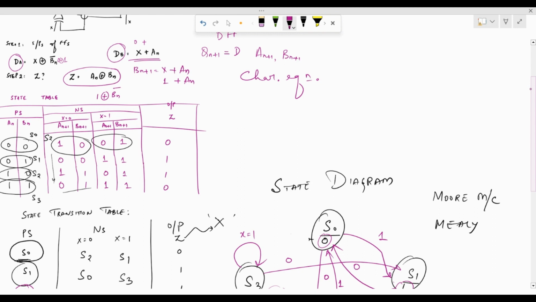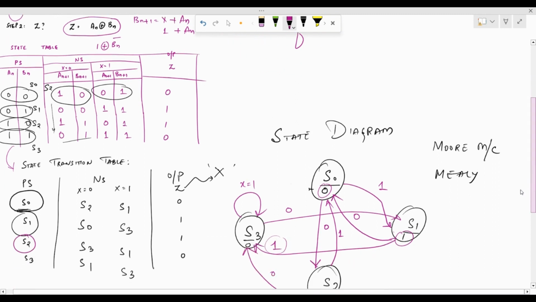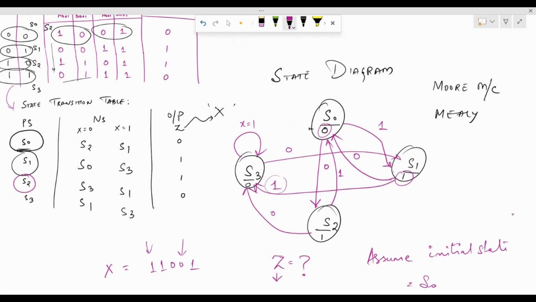Once we get that, we can fill our state table and name the states and move on to the state transition table. There is also a process where we have to be very careful with naming our states. That is called state assignment, which I would be discussing in the upcoming videos.